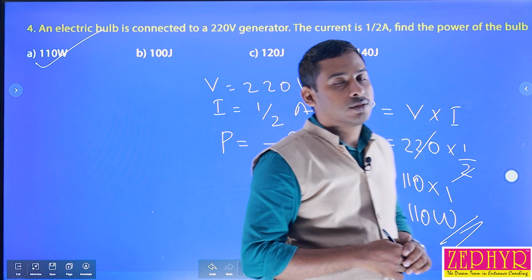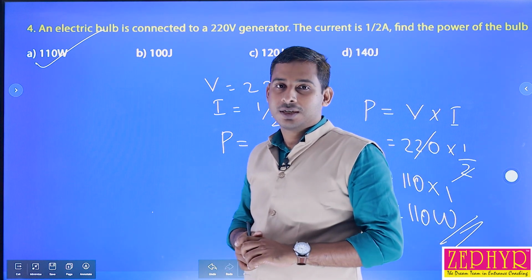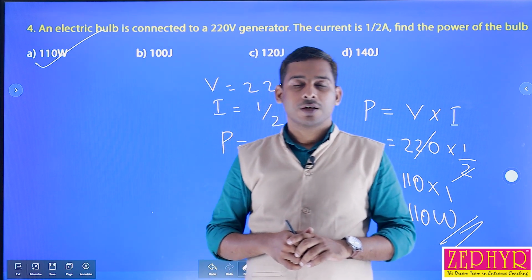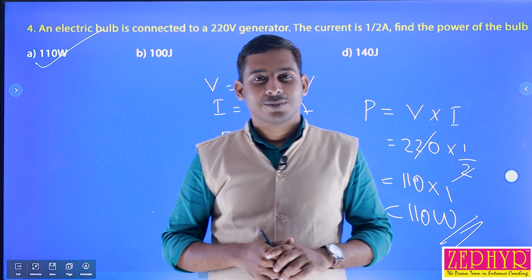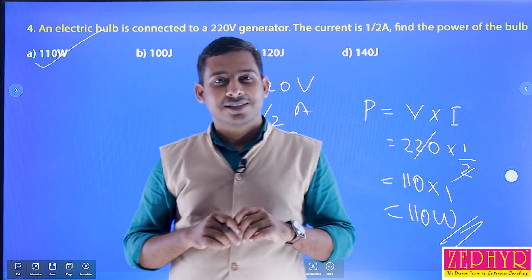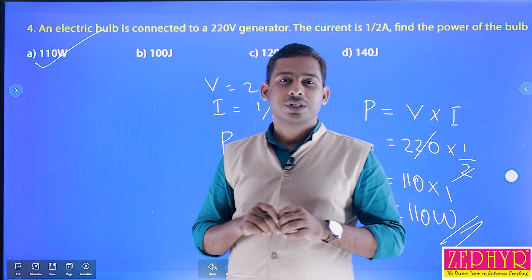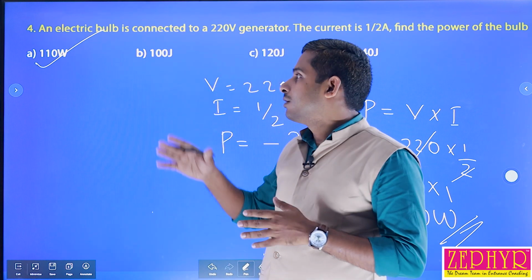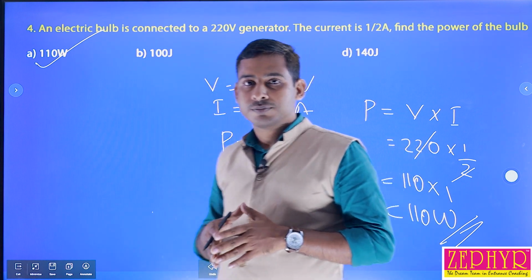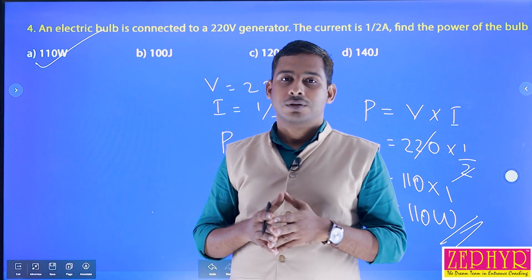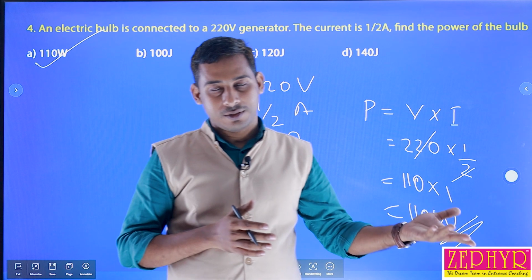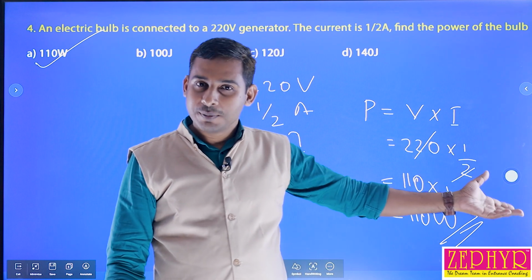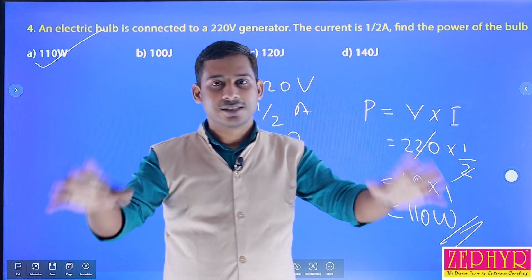So from this question you have to learn the equation of power. We have power P equal to V into I, where V is the voltage or potential difference and I is the current, whose unit is ampere. So the unit of power is watt, or VA also you can use, because it is V into A, V into I. So it is volt ampere. So watt is equal to volt ampere, like that also you can say.